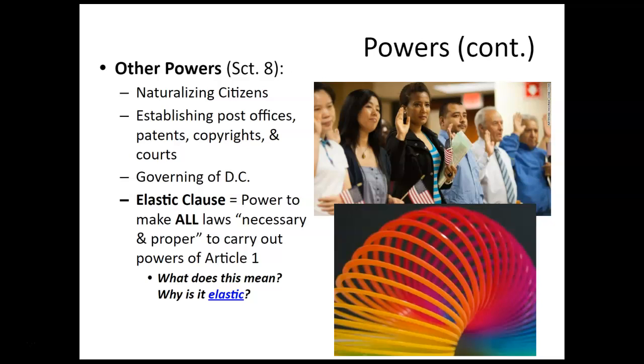So basically what this elastic clause does is it gives Congress the flexibility to do what it needs to do if something wasn't specifically stated in the previously mentioned enumerated powers, as well as other express powers that aren't part of the enumerated powers, if that makes sense.